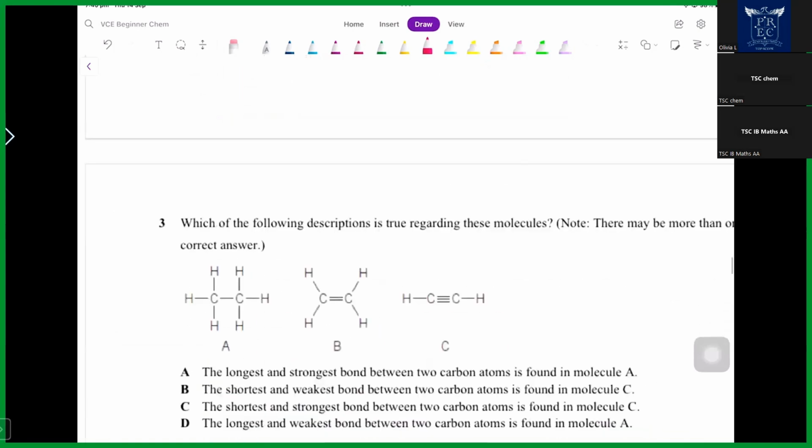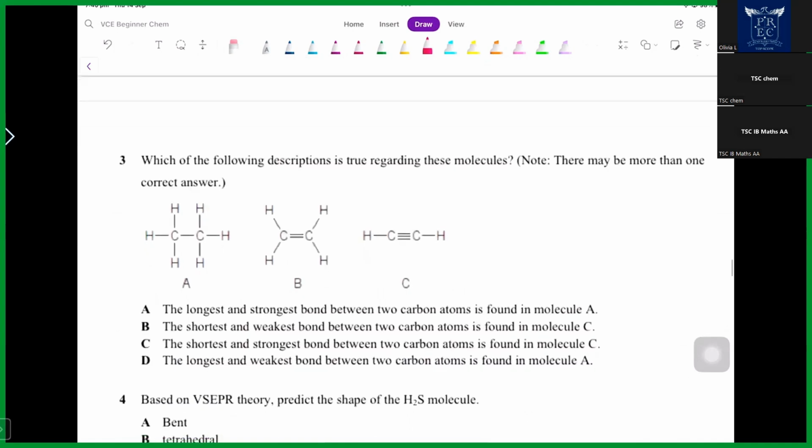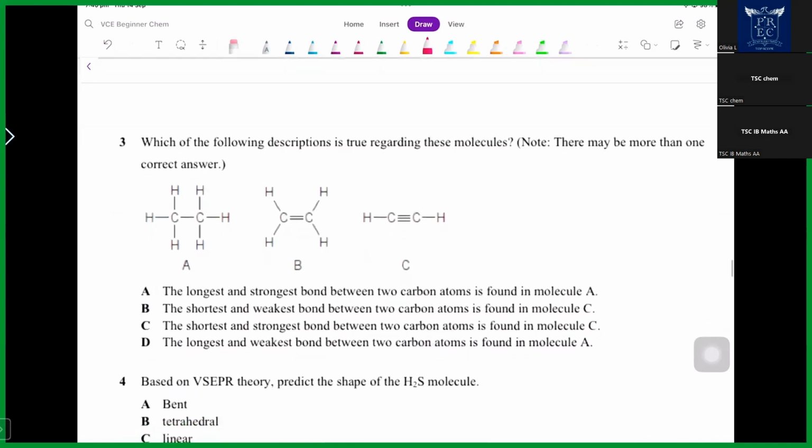Okay, which of the following descriptions is true regarding these molecules? Notice there may be more than one correct answer. The longest and the strongest bond between the two carbon atoms is found in molecule A. The shortest and the weakest is found in molecule C. The shortest and the strongest bond between the two carbon atoms is found in molecule C. The longest and the weakest bond is found in molecule A. You may have more than one correct answer.